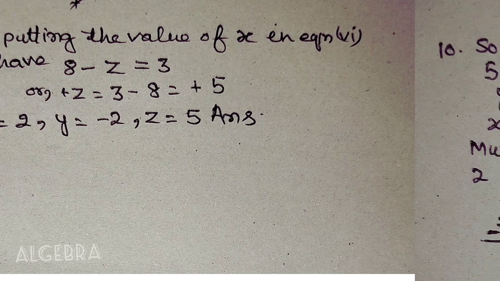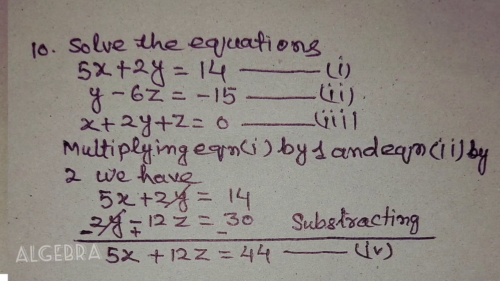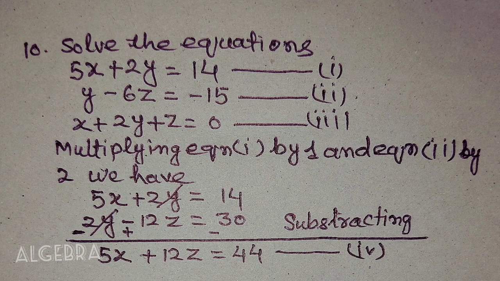Answer 10. Solve the equations. 5x plus 2y is equal to 14. Equation 1. y minus 6z is equal to minus 15. Equation 2. x plus 2y plus z is equal to 0. Equation 3. Multiplying equation 1 by 1 and equation 2 by 2 we have 5x plus 2y is equal to 14 and 2y minus 12z is equal to minus 30. Subtracting, cut 2y to 2y, 5x plus 12z is equal to 44.